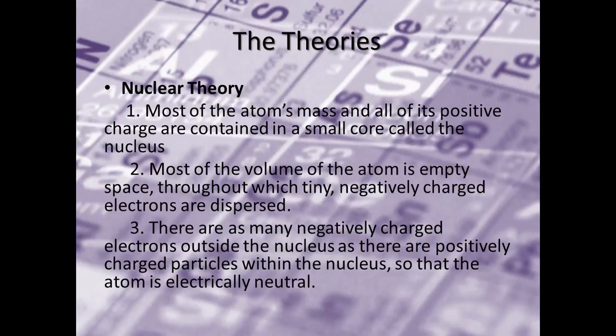Now the nuclear theory. Most of the atom's mass and all of its positive charge are contained in a small core called the nucleus. Most of the volume of the atom is empty space, throughout which tiny negatively charged electrons are dispersed. There are as many negatively charged electrons outside the nucleus as there are positively charged particles within the nucleus, so that the atom is electrically neutral. And these are the rules of the nuclear theory.